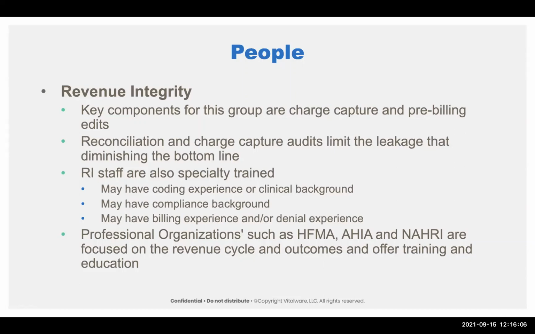Reconciliation is still a very big task for them to limit the leakage. We're starting to see RI staff become coders or have clinical backgrounds, compliance backgrounds, denial experience. Revenue integrity used to be just analysts, and we're seeing that change quite a bit to meet this clinically driven revenue cycle, so they're going to have some of the elements of the clinician. Professional organizations such as HFMA, AHIA, and NARI are focused on revenue cycle outcomes, and they provide a lot of training as well. So we're going to start to see people getting more involved with these organizations.